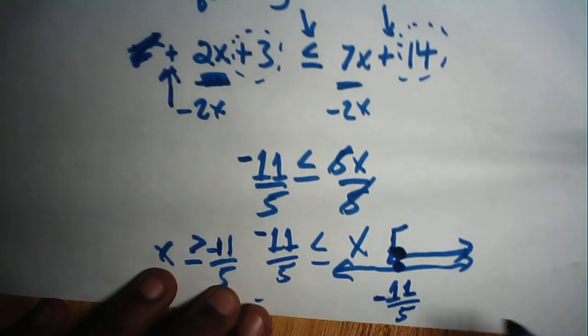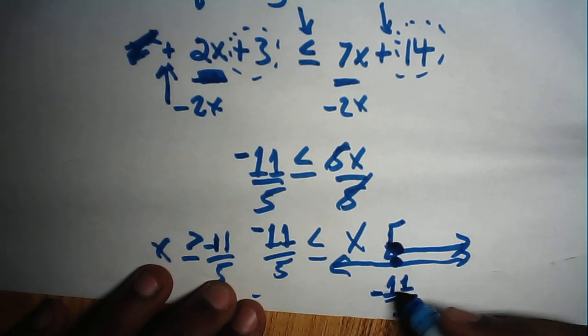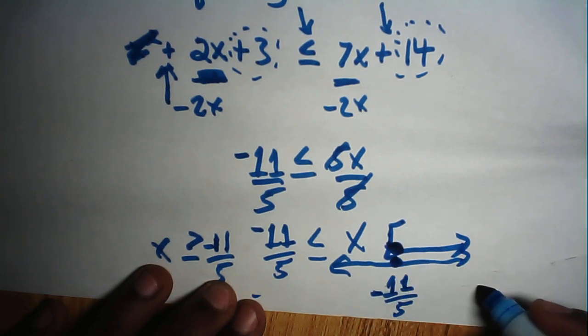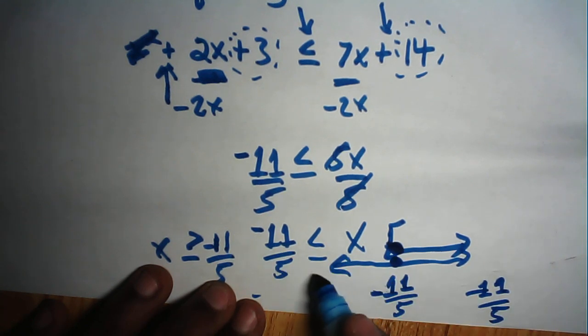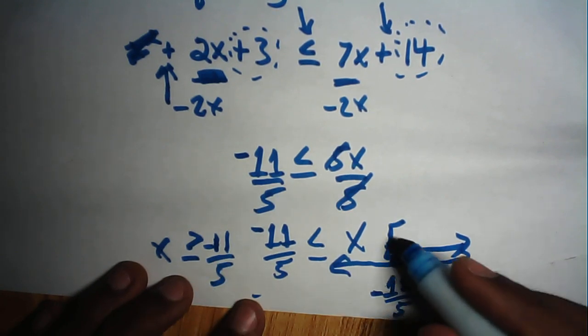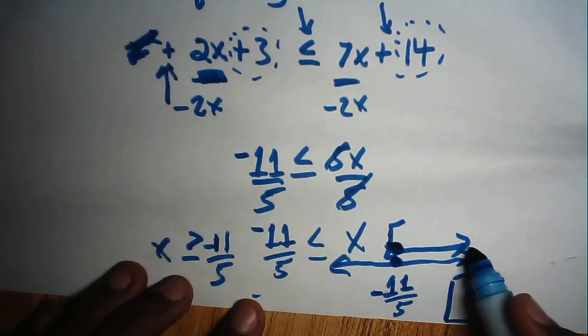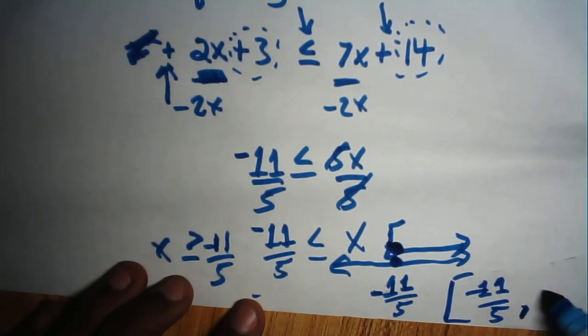Now that we have the number line, what you're going to do from there is read this number line of where it's going. It's clearly starting at 11 over 5, or minus 11 over 5, so we write that on one side. Because this is included, which is equal to, you're going to use the square bracket. And now, at the end, you have to say where this is going to. Because this arrow is here, clearly it's going on and on and on, so this is going to infinity. And that would be how you solve inequalities.